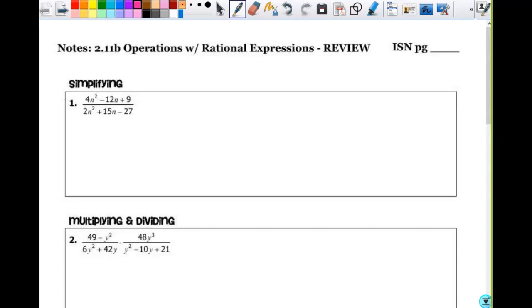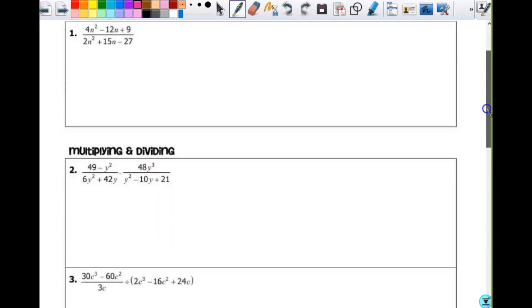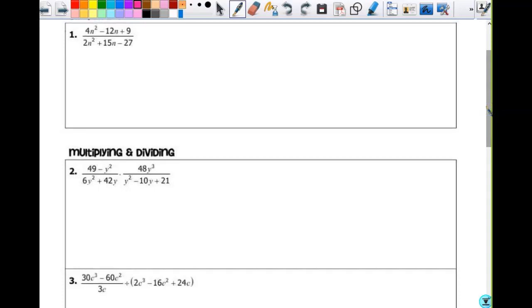So rational expressions and rational equations are equations that have y's in the denominator that you can actually make into a fraction. So we're going to start by simplifying number 1.